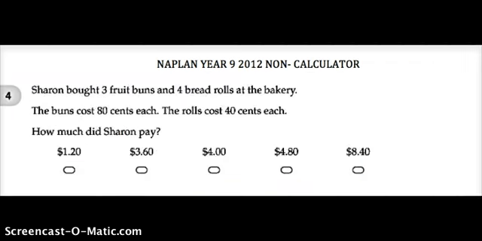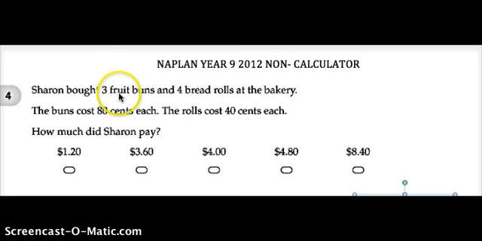Question 4 of the 2012 non-calculator paper. Sharon bought 3 fruit buns and 4 bread rolls at the bakery. The buns cost 80 cents each and the rolls cost 40 cents each. How much did Sharon pay? Pause the video and attempt the question.